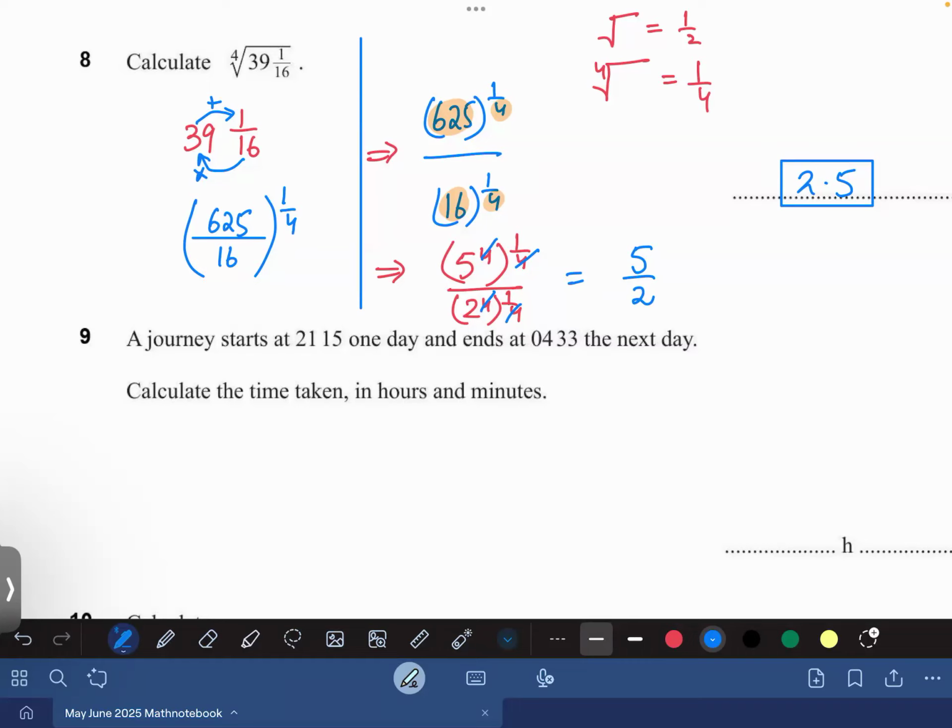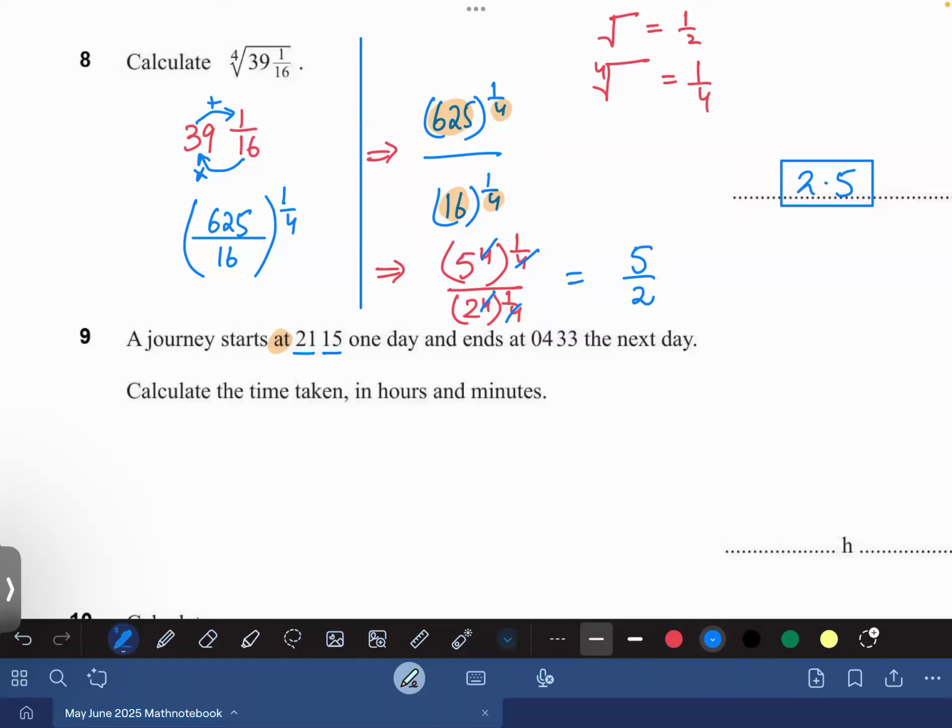A journey starts at 2115. No, 2115 is not it. Look, a journey starts at means it is a time. What is this, beta? Time. Okay. So it is 21:15, which is approximately how many o'clock at night? Sir, it is 8:15, I guess. 9:15. Beta, 9:15. Don't say I guess, please do math, okay? Okay, it is 9:15. It is 9:15 one day and it ends at 4:33 the next day.